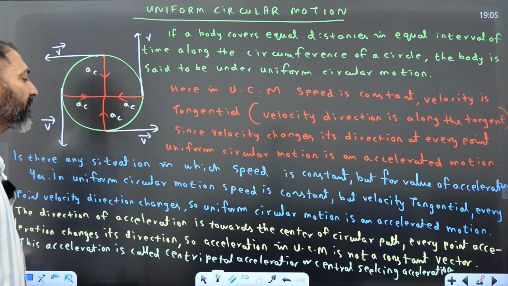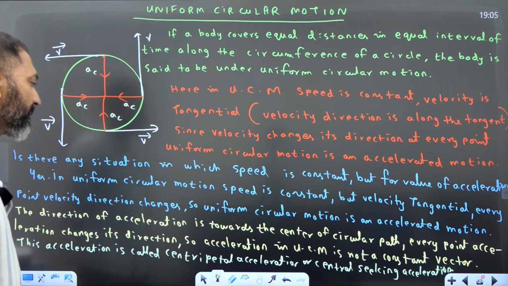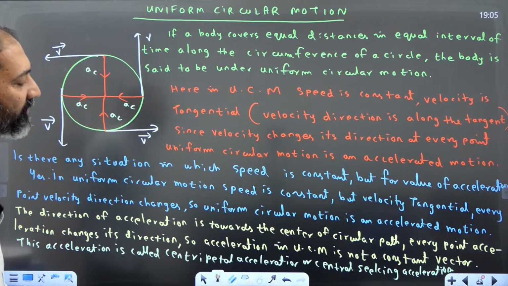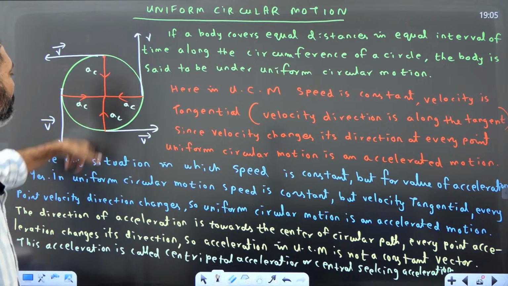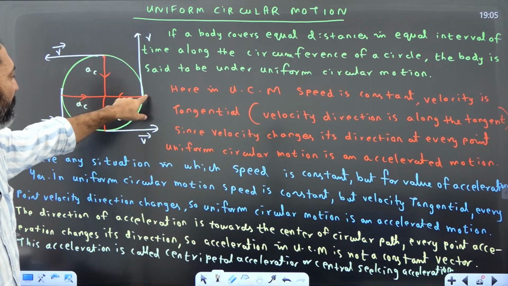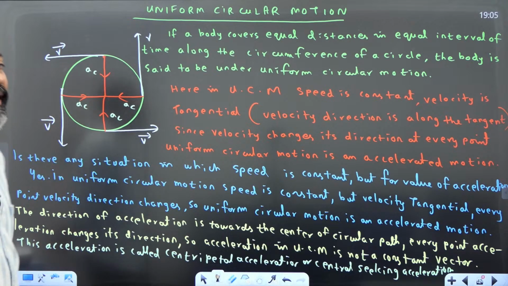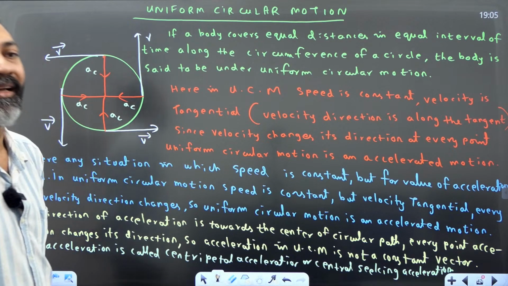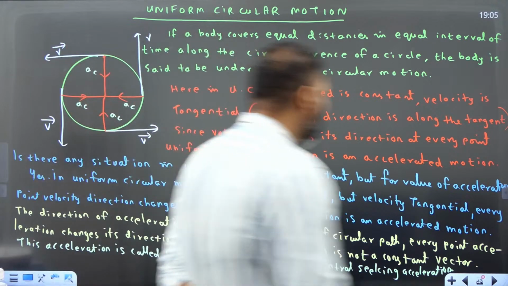The direction of acceleration is towards the center of the circular path. At every point acceleration changes its direction. So, is acceleration in uniform circular motion a constant vector? No. At this point acceleration is in this direction, at this point in this direction, again at this point in this direction. Every point acceleration is also changing its direction, so acceleration is also not a constant vector. This acceleration is called centripetal acceleration or center seeking acceleration.